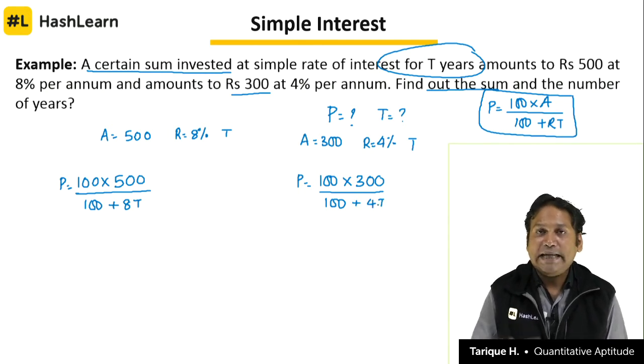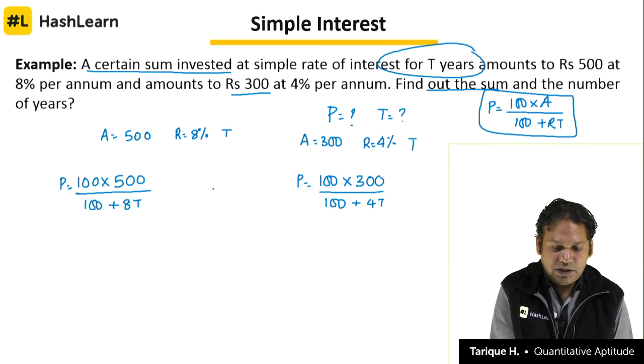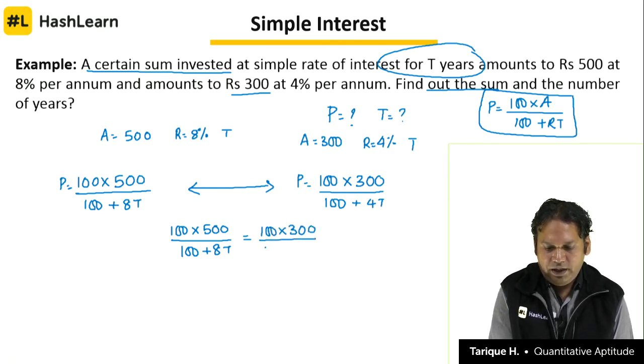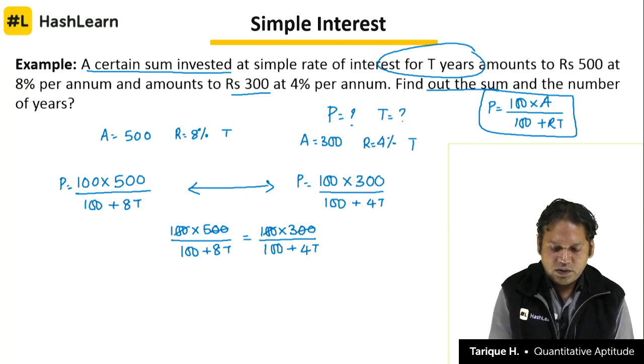But we are talking about the same sum, right? The same sum means that these two should be equal. So we can say that 100 into 500 by 100 plus 8T, this principal should be equal to 100 into 300 by 100 plus 4T. These two should be equal, correct? So you will cancel zeros, you can cancel these zeros also, correct.